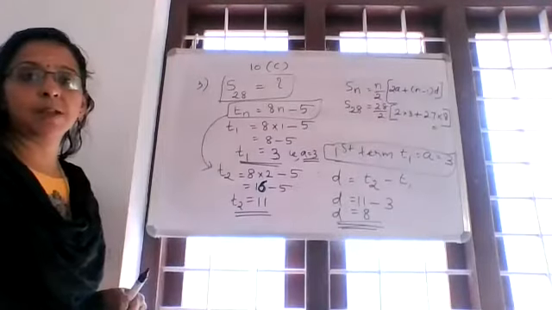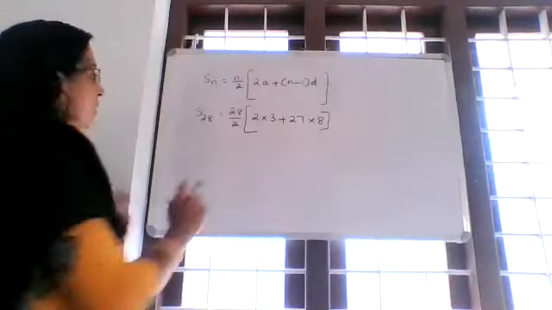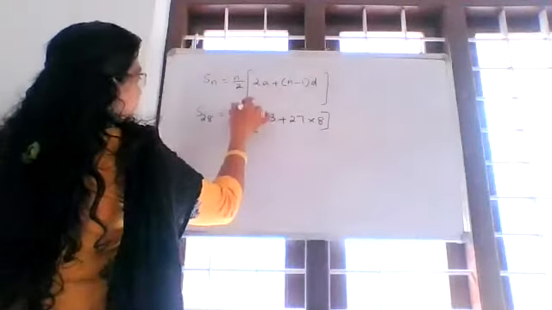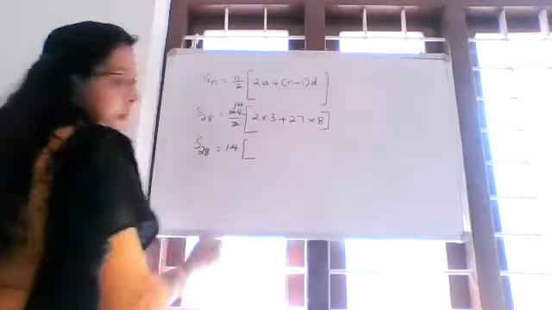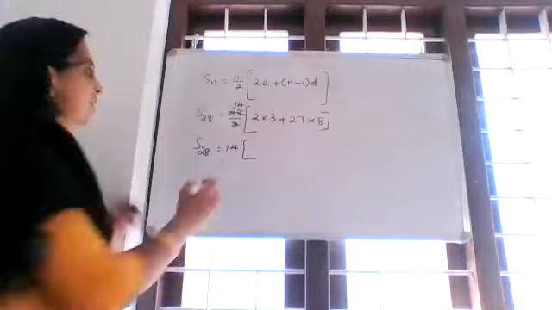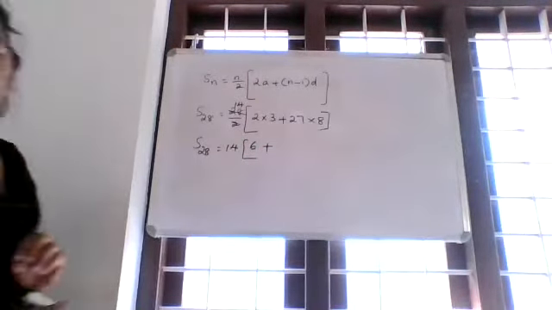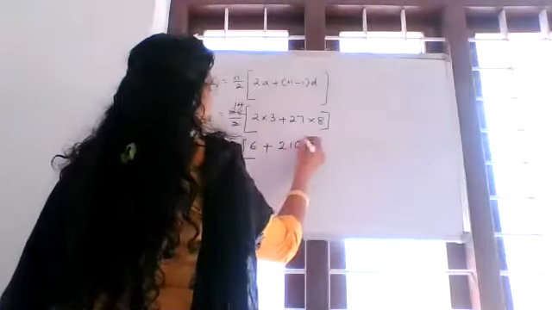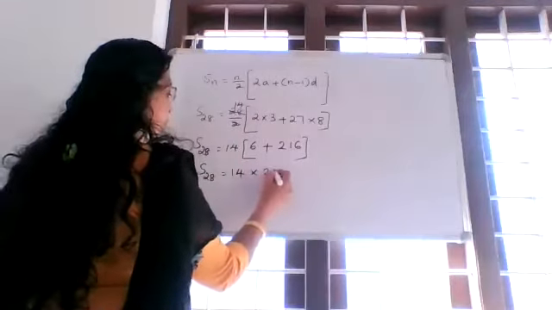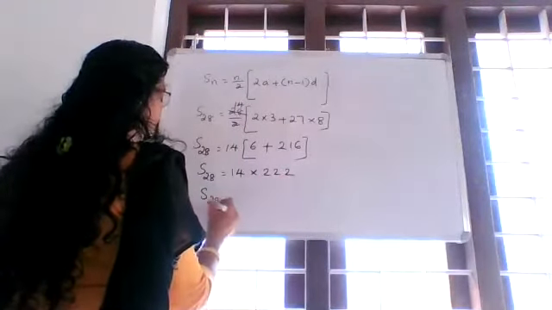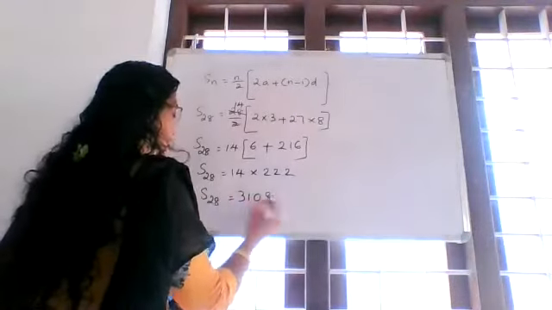2a plus n minus 1 into d. Substitute all the values. 3 times... 2 and 28, 14 then. So Sn. Ma'am, is the final answer? 14 into 6 plus 6 plus 27 into 8 is what? 216. Then 6 plus 216, 222. Then again S20, 3108. So that is the final answer.